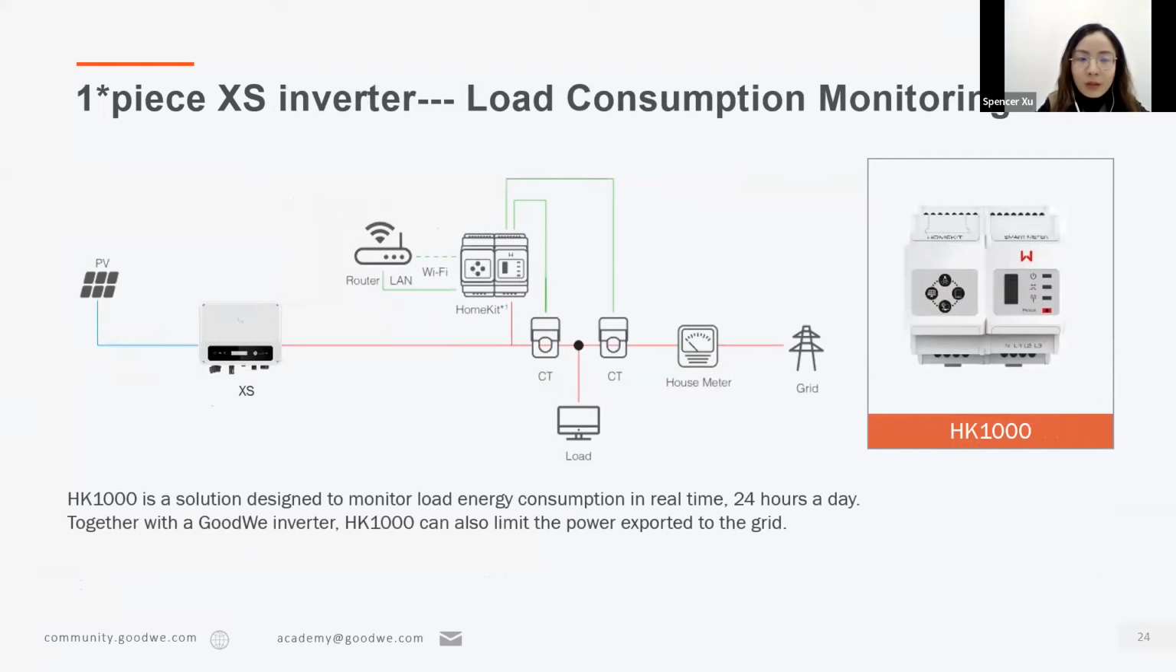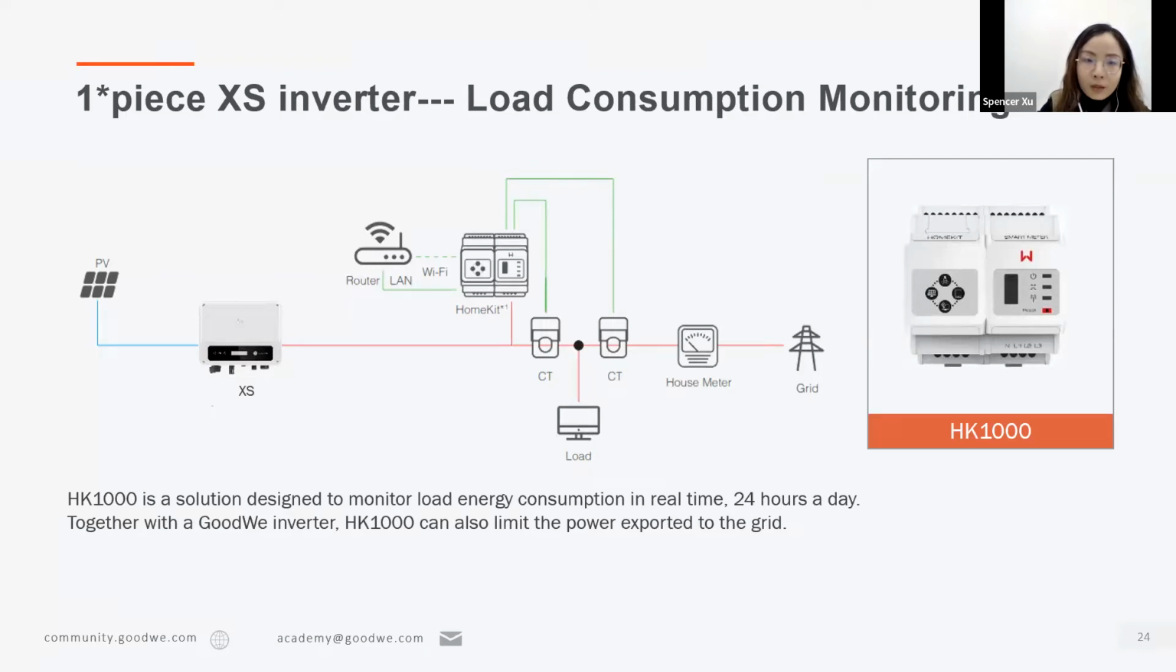If we not only need export power limit, but also we would like to know how much power the loads are using, we also have an advanced solution called the load consumption monitoring solution. So in this case, we will need an advanced smart meter, which we call the home kit. And for the single phase inverters, the model name is HK1000. So this is designed to monitor the load energy consumption in real time.